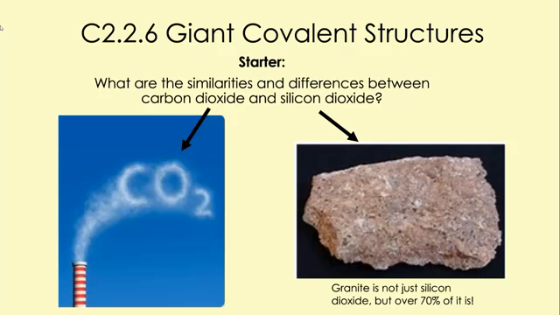Okay, hopefully you've come up with some similarities and differences. The obvious one is that we know carbon dioxide is a gas, and you can see by the picture that silicon dioxide is a rock, so it's a solid. There's a difference for you. If you look at the name, they're both dioxides, which means if you look at the chemical formula, it's got O2 in it to show that there's two oxygens in there.